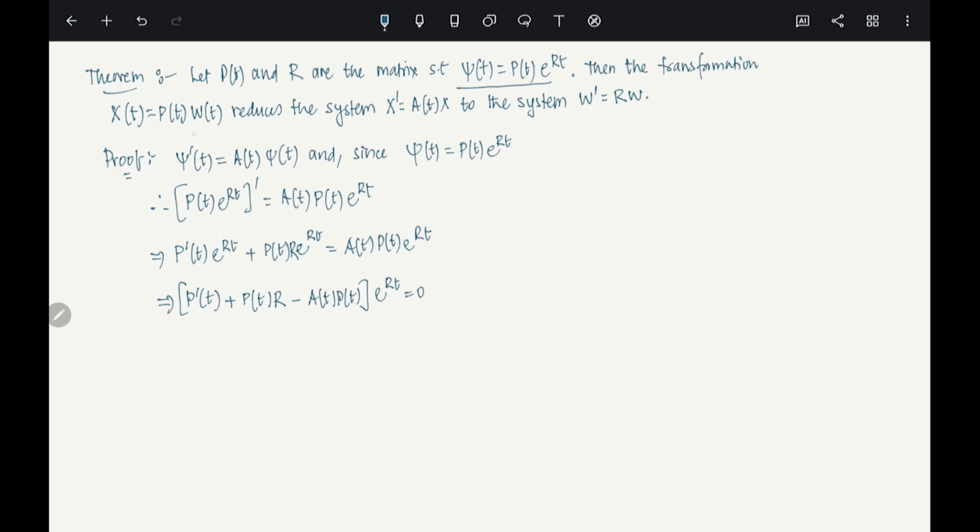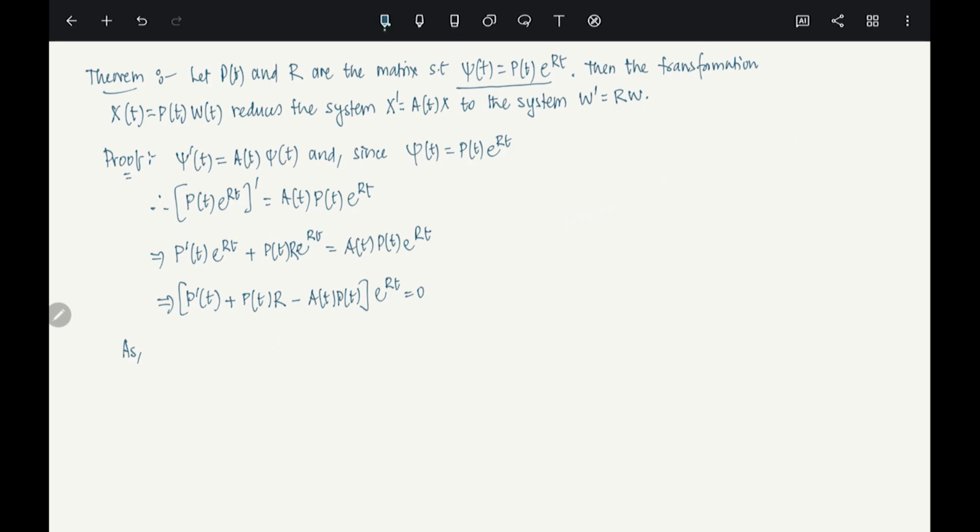X is given by p t times w t. Okay, so using the transformation, now x of t is nothing but p t times w t. So see, x solves this problem, right? So you take that solution x and then you write it as x equals p t times w, that's what the idea is.